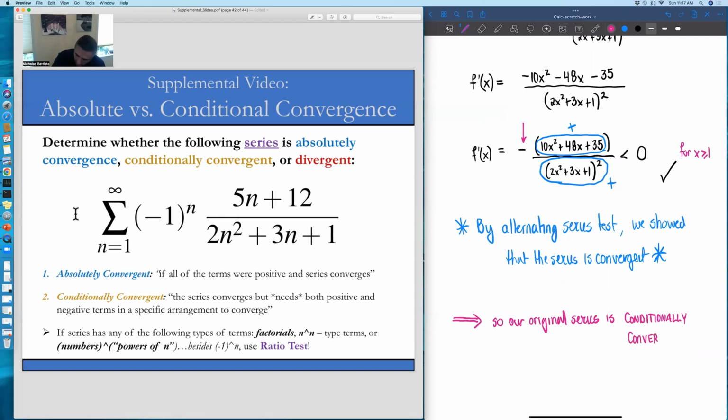And what that means is the series, in order to converge, needs those minus signs, or needs both positive and negative terms in a particular arrangement to guarantee convergence. So we just showed this series was conditionally convergent, because when we tried to show that it's absolutely convergent, we saw that it's not absolutely convergent. So then we went and tested for conditional convergence, which led us down this alternating series test. And because we found that the original series was convergent using the alternating series test, it must be conditionally convergent.